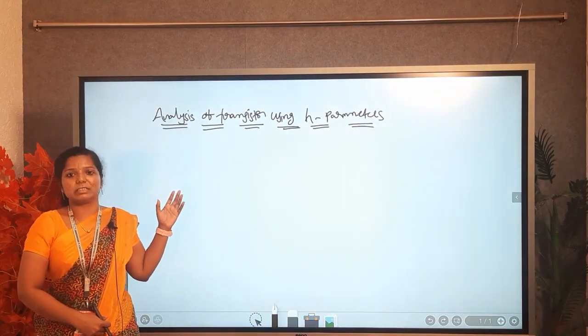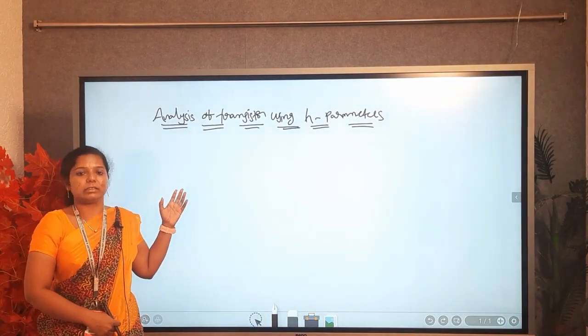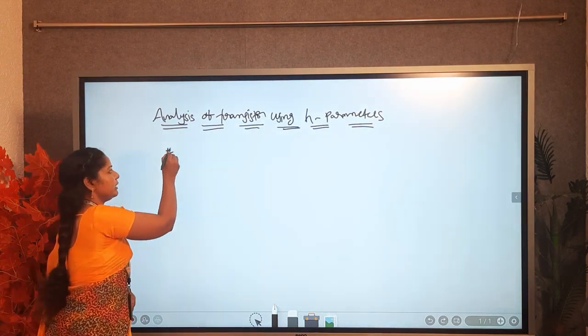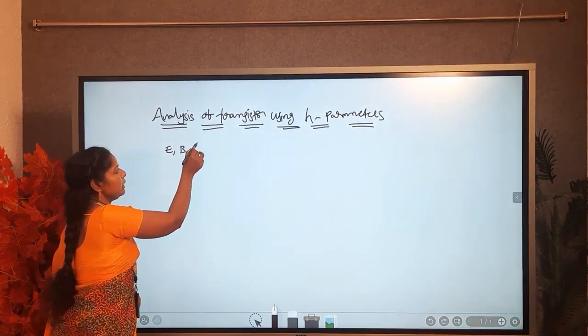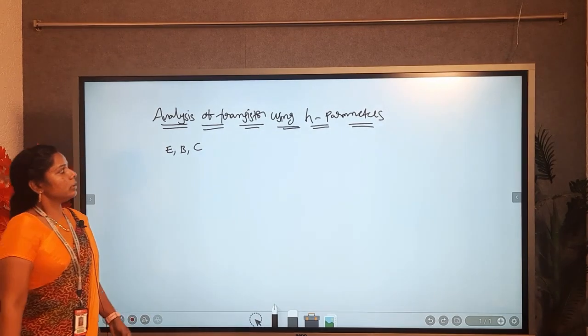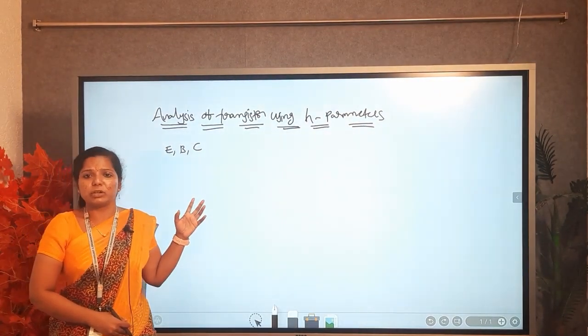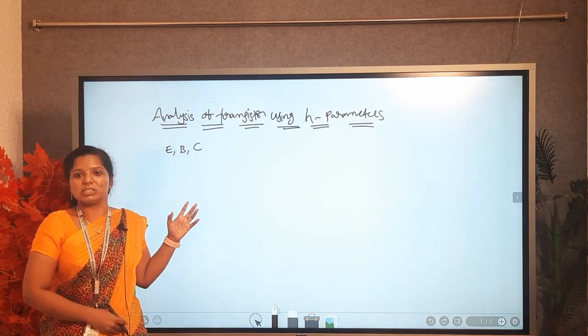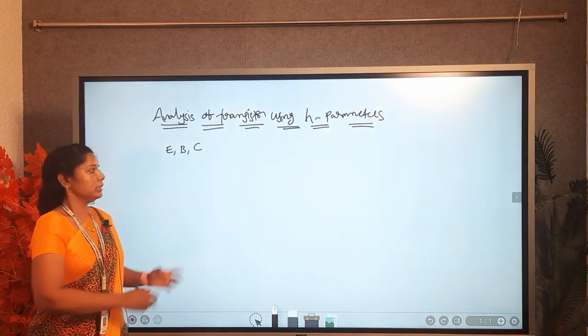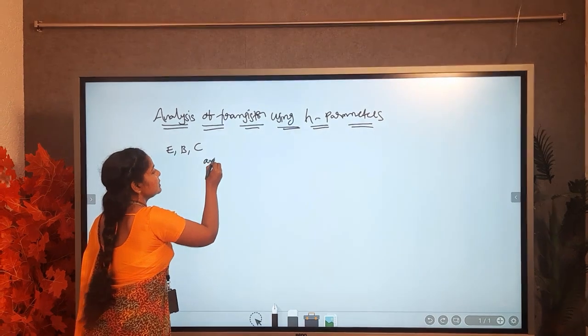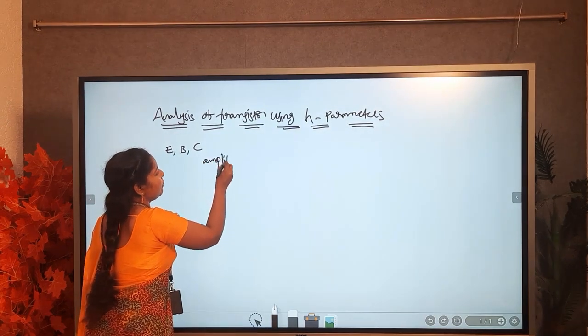Transistor is a semiconductor device. It has three terminals, that is emitter, base and collector. Everybody knows that. What is the main application of the transistor? The transistor is used as an amplifier. Transistor can be used as an amplifier.